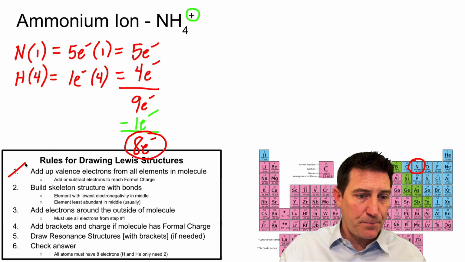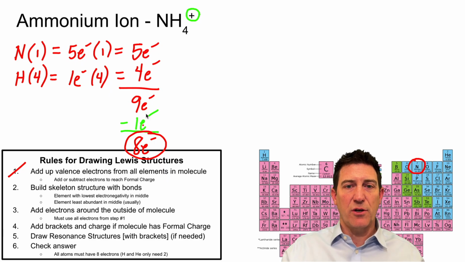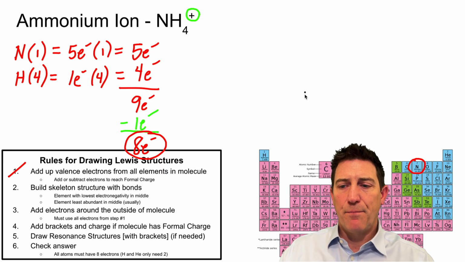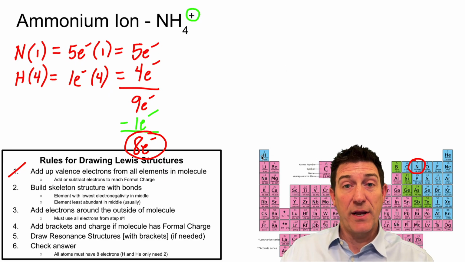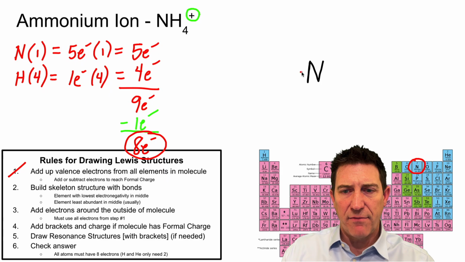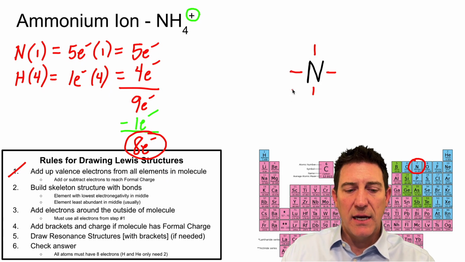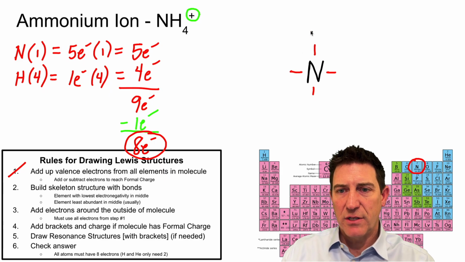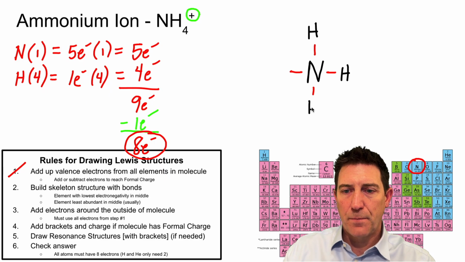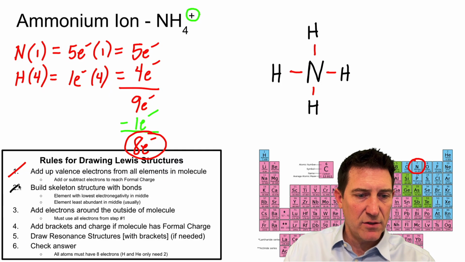Let's get there. Build the skeleton structure with the bonds. Remember, lowest electronegativity is going to go in the middle. And the hydrogen might have lower electronegativity, but it won't be the middle of anything. So I'm going to put my nitrogen in the middle. I'm going to branch 4 hydrogens off of there. So I'm just going to draw in 4 bonds, all at right angles. And then I'll go ahead and plot my hydrogens at the end of those 4 bonds, like so. And that's my skeleton structure.